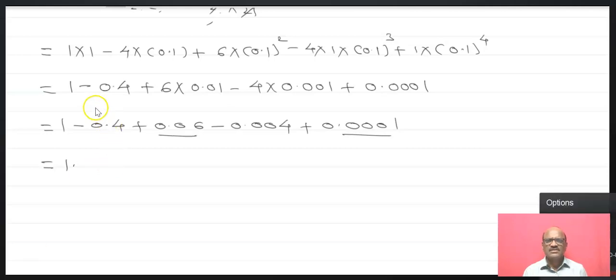Now see this step again, that is 1 minus 0.4. Now 6 into 0.01, that is 0.06. Again 4 into 0.001, that is 0.004, plus 0.0001. And now add the like terms, that is the positive terms. See this here.